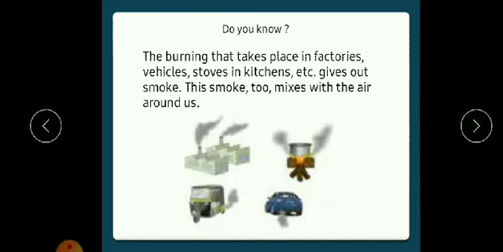Children, do you know the burning that takes place in factories, vehicles, stores, in kitchens, etc. gives out smoke? This smoke too mixes with the air around us, which makes the air polluted. That is why we should not burn plastic and other rubbish which produces smoke.